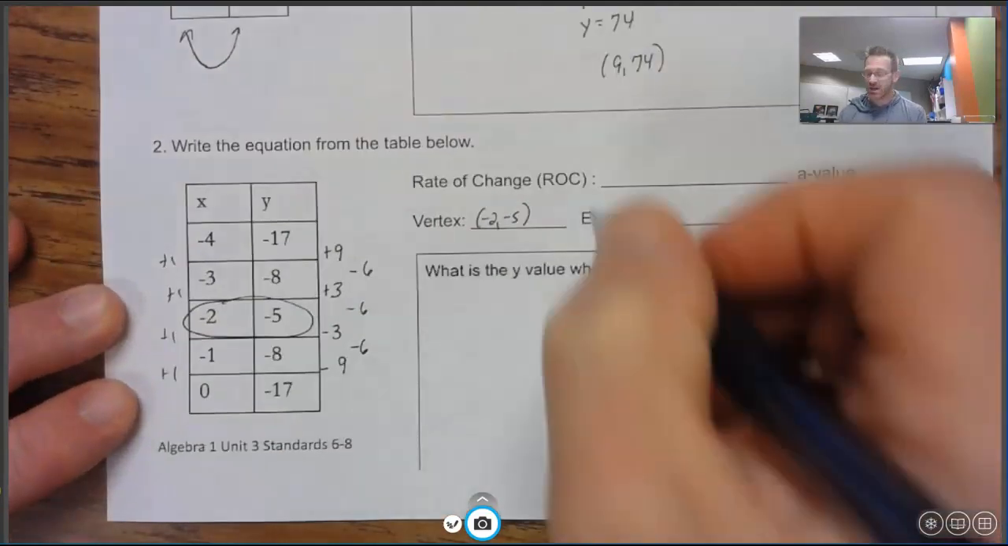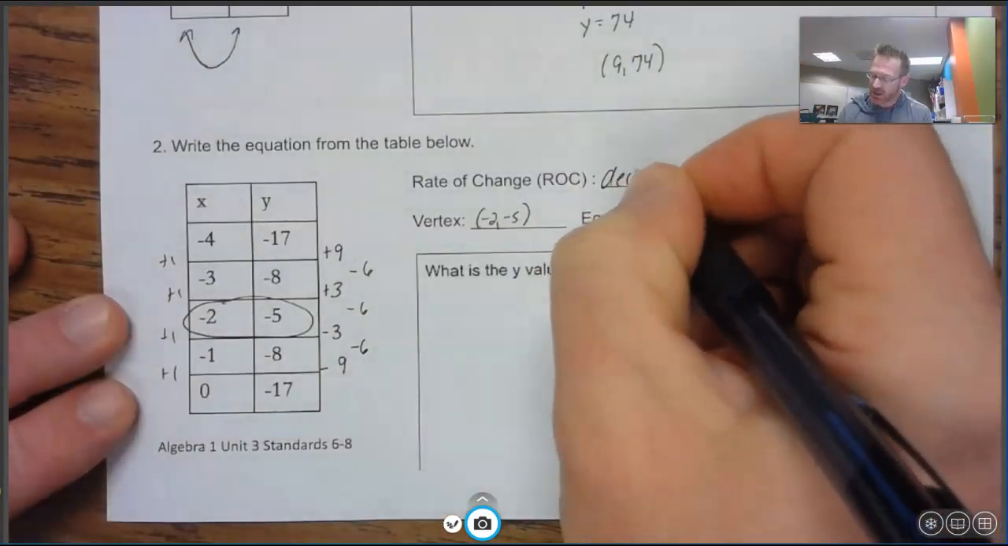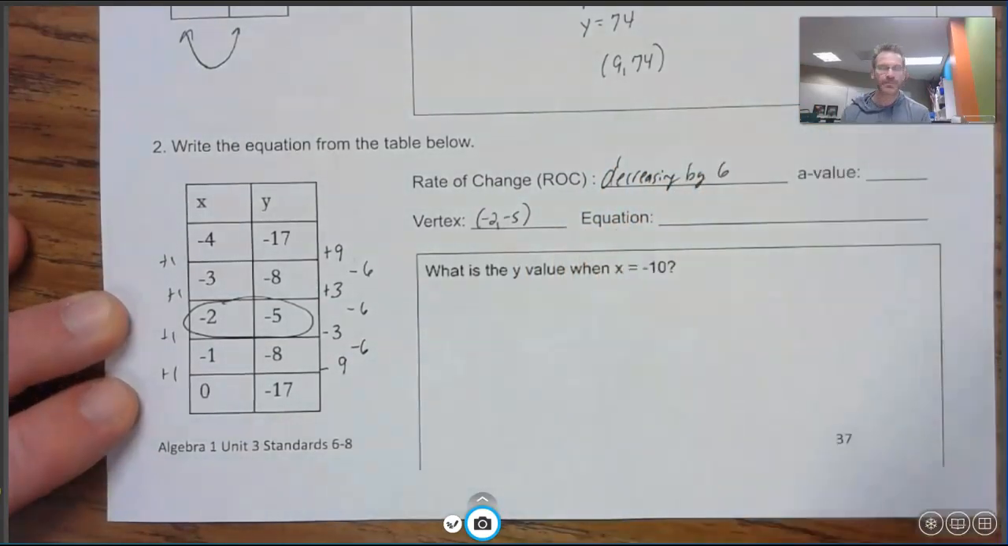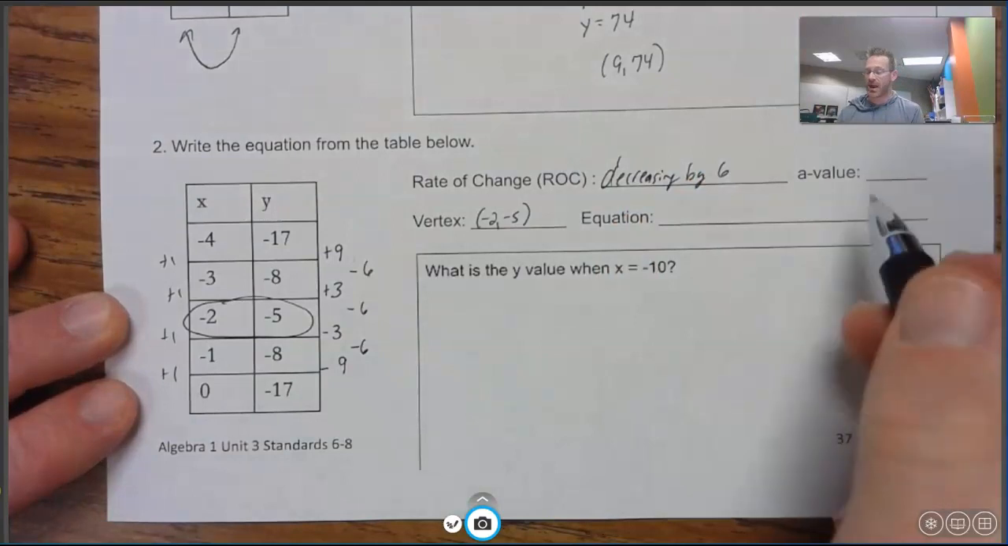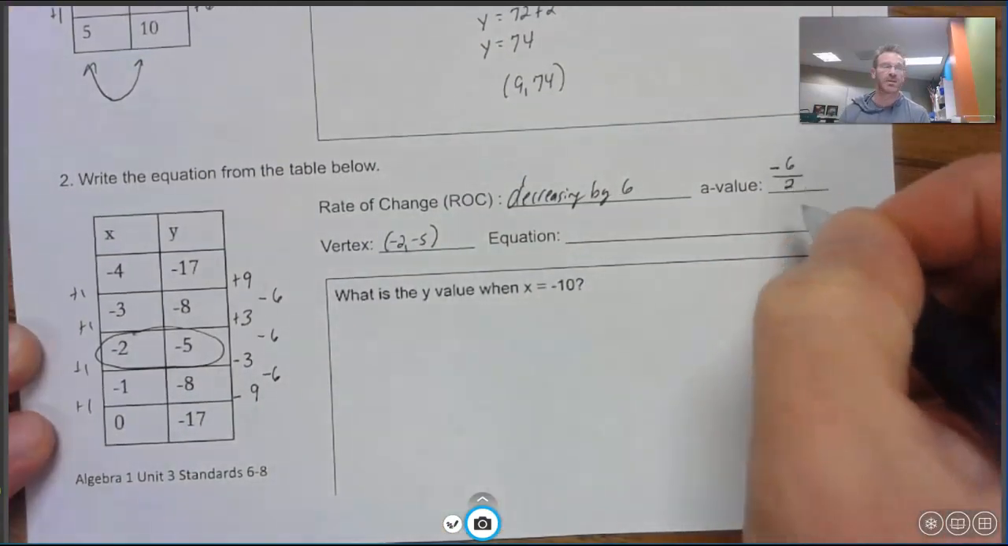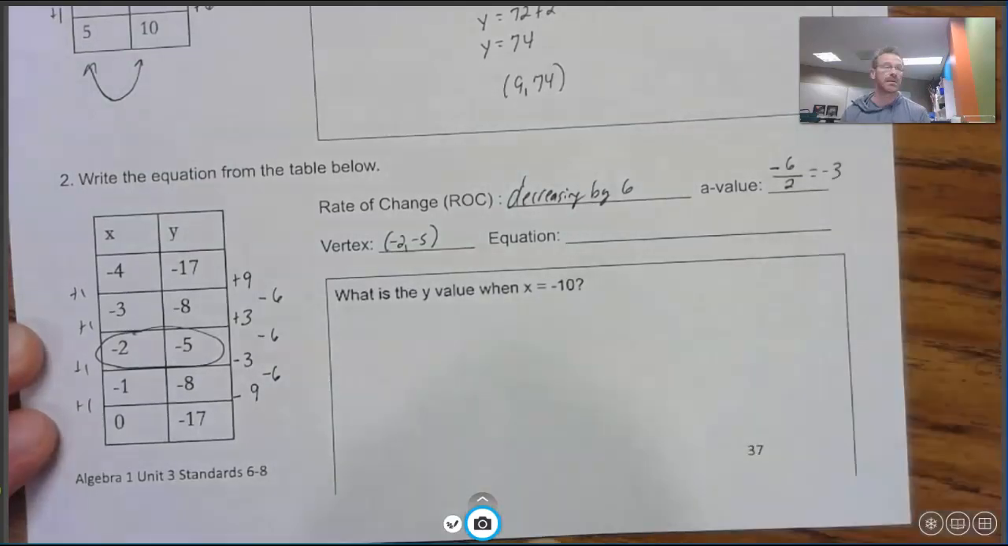So what's our rate of change? It is decreasing by 6, which is a -6. So now to get our a value, that's decreasing by 6. That's -6, and I want to divide that by 2, and that's -3.